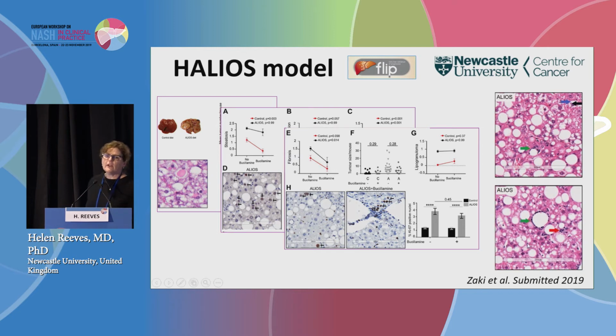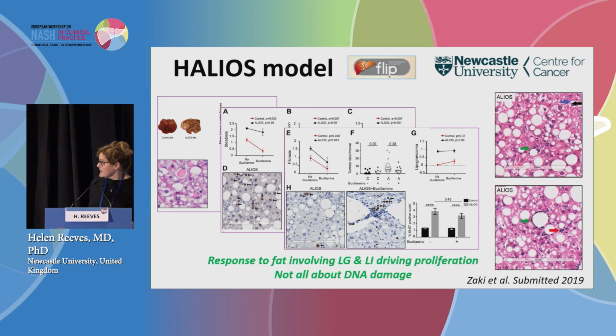And what we actually showed was that part of that inflammatory response was this here. This is a lipogranuloma, fat in the liver, not in the hepatocyte. It's come out of the damaged hepatocyte, and the macrophages have moved in to clear it away. If the mice had lipogranulomas, they got cancers. And if they didn't have lipogranulomas, they didn't get cancers. So this is telling us that's really important. It's not all about DNA damage. It's fat and the type of immune response you get.